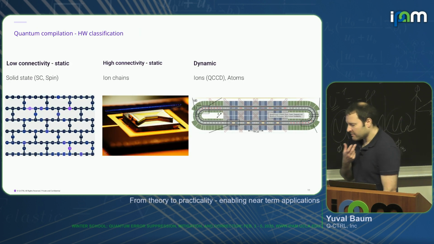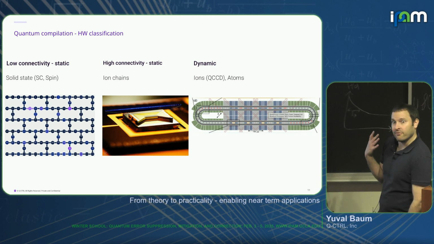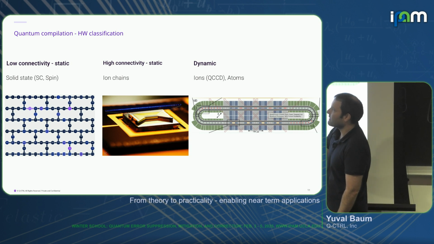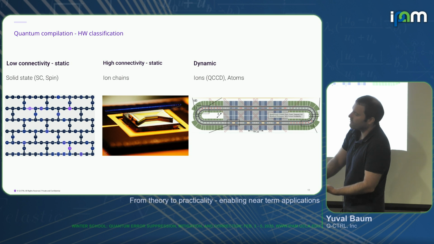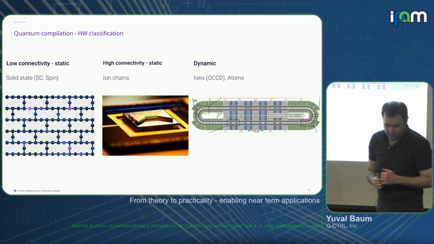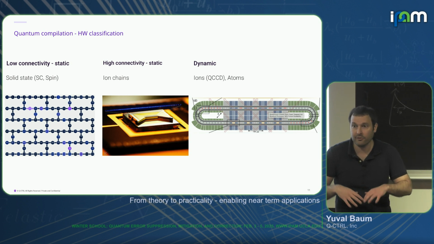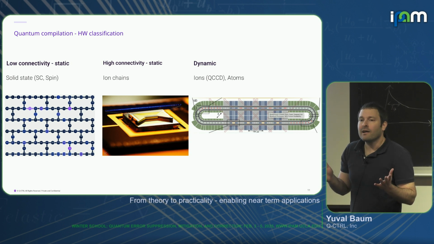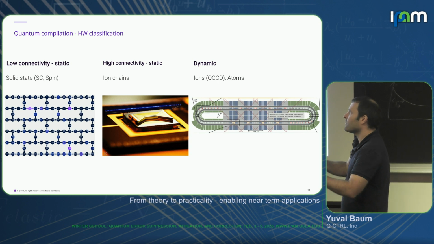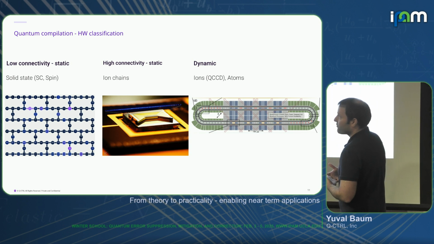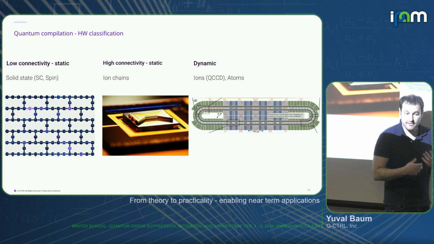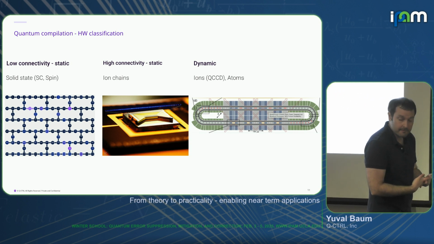Before we talk about designing a compiler, we need to understand that compilation is going to be very different for different systems. We can think about low connectivity and static devices. These are typically the solid-state systems, superconducting devices, spin devices, and this is just an example of the current heavy-hex devices, but IBM is going to develop new devices with better connectivity. But no matter what, it will always be relatively sparse compared to full all-to-all connectivity, right? Even if they have 6 or 7, it will still be limited. Now, of course, the huge advantage is that operations are extremely fast. So you can do operations very fast, and that can somehow compensate for the fact that connectivity is limited.